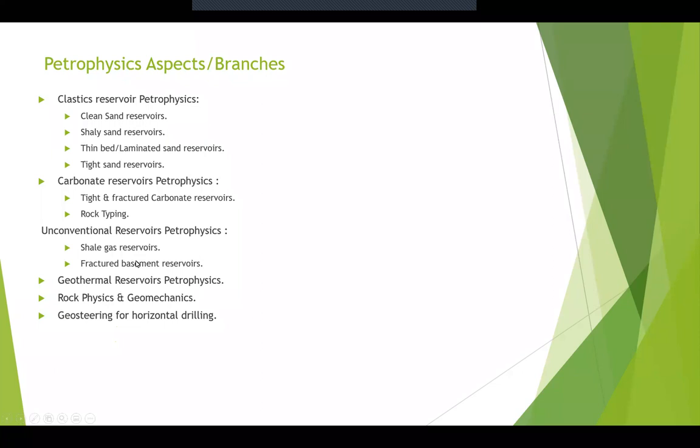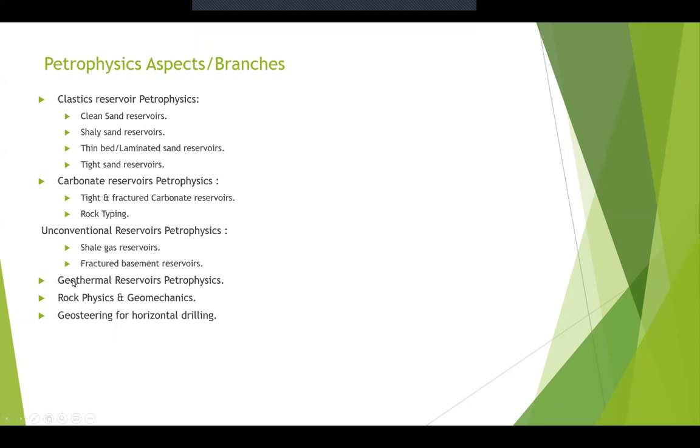And also one type of the unconventional reservoir is the fractured basement reservoir, which is another type. And nowadays we also have geothermal reservoir petrophysics, another branch in the petrophysics, because in Europe they started to drill geothermal wells to produce hot water for house heating and farm heating, and also for generating power and electricity. So this is a new branch introduced for the petrophysics. You need to know about this.